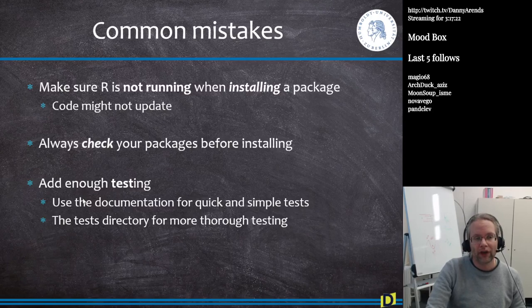And make sure that you add enough testing, right? Use the documentation for quick and very simple tests, and then use the test directory if you have more thorough tests, right? If you want to run and do something like 1,000 times, then that should not go into the documentation. It should just go into the test folder. In the documentation, you just say, well, when I do this, then the output is 15. But hey, in the test folder, you just test like 10 or 50 or 100 different possibilities. And so different input, expected output.